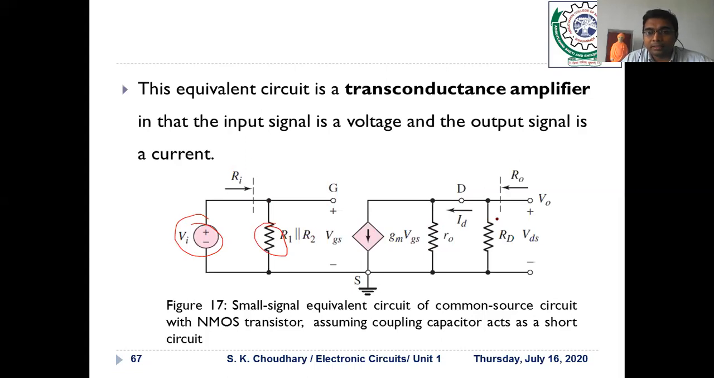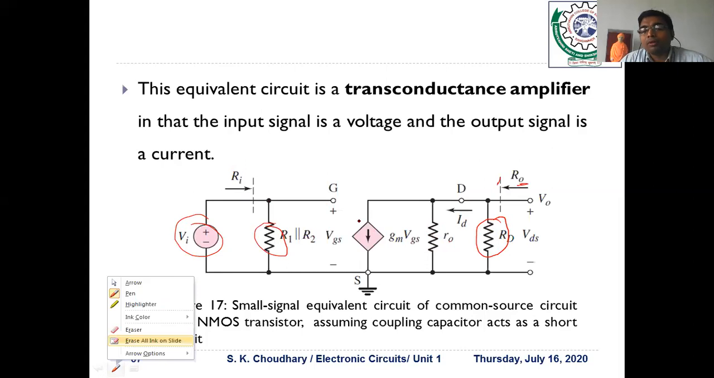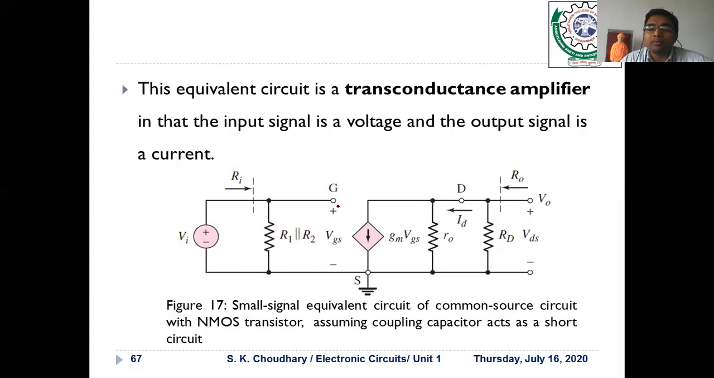This is the drain current, and this is the drain resistance as per the circuit diagram. And this is the drain voltage. From this point we have to calculate the output impedance, that is small ro parallel to capital R. Okay, so this is all about the small signal equivalent circuit of the common source circuit with NMOS transistor.